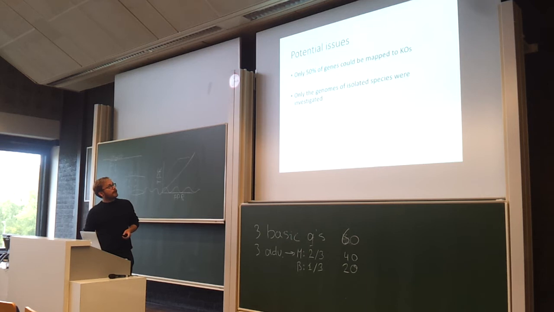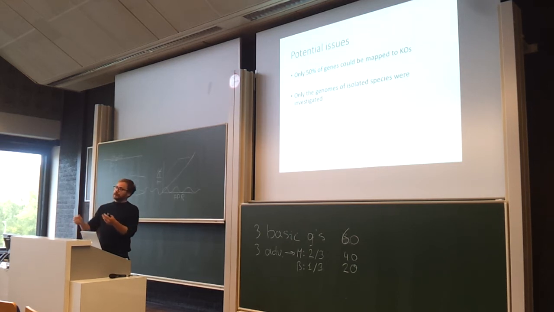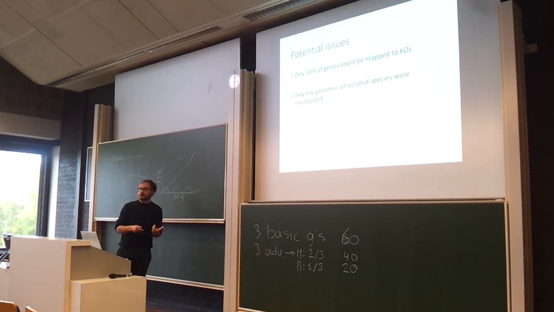Okay, and what's also very important: when you study any kind of scientific publication, it's important to have a look at the potential pitfalls, right? Where did it go wrong? What are issues with the interpretation of that? One thing I found that they also mentioned is that only 50% of the genes that they sequenced could be mapped to KOs, right? So that could mean that you just miss certain pathways or certain functions. So that's something to be aware of.